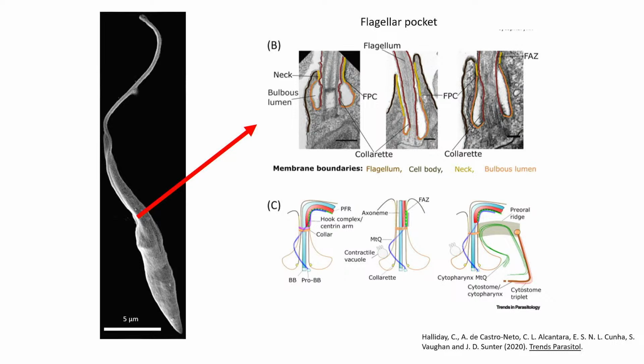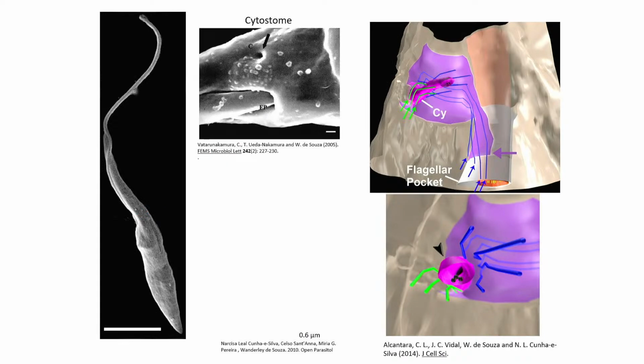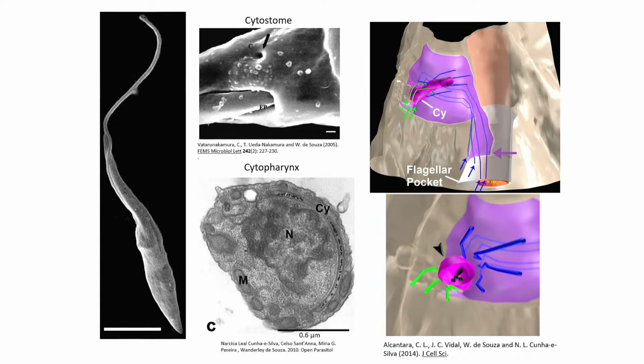So in T. cruzi, the cells have another important structure, that is the cytostome-cytopharynx. Some trypanosomatids can have a cytostome-cytopharynx, that is an opening on the cell membrane that invaginates deeply into the cell.